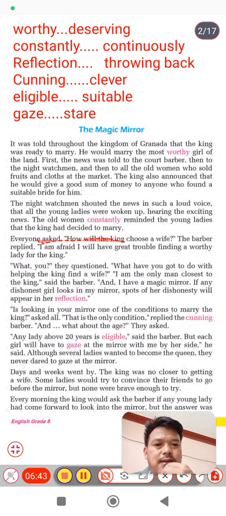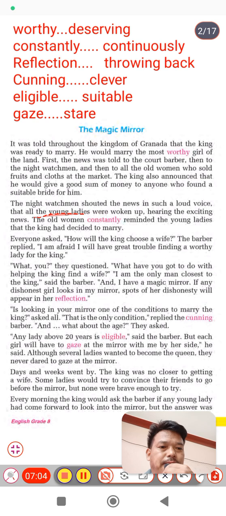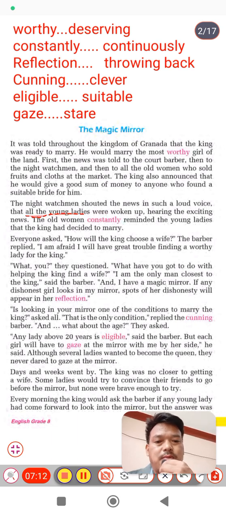The night watchman shouted the news. He told this news in such a loud voice to everyone, and when he started shouting about the news of the king's marriage, all the young ladies were waking up. They woke up and they were hearing the exciting news. It was really exciting news about the king's marriage.